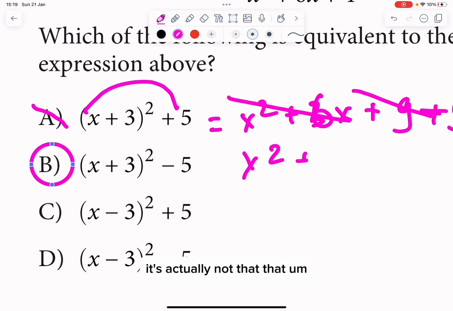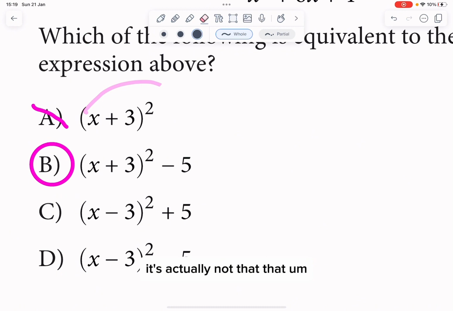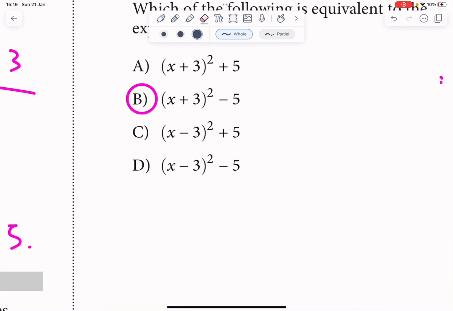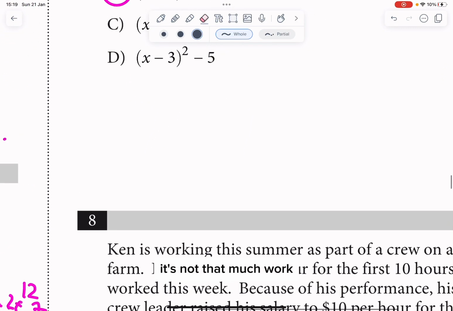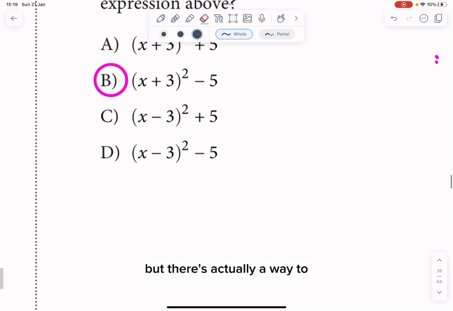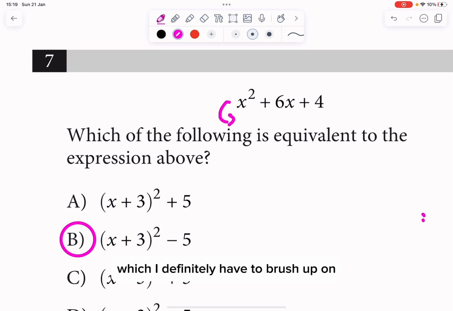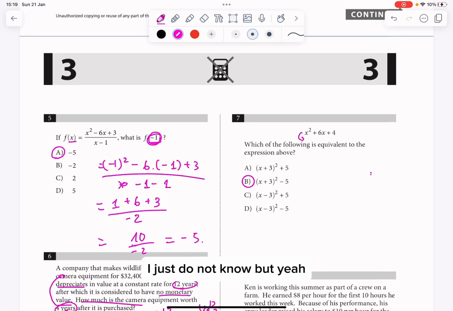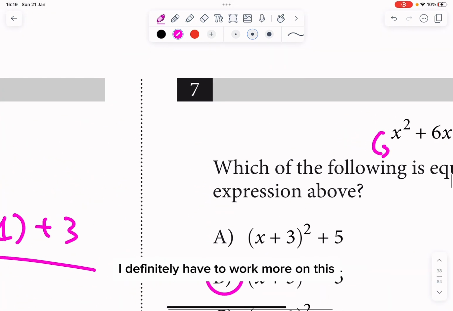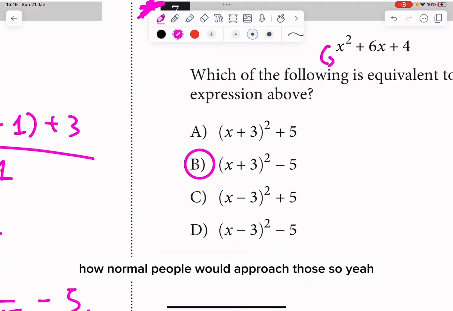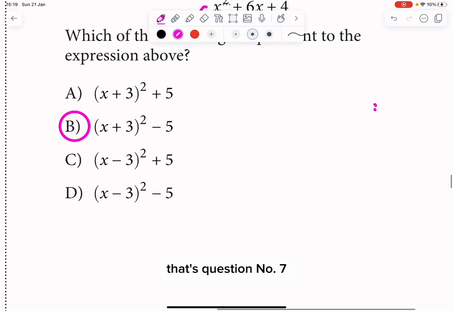It's actually not that hard. I mean, it's not that much work, but yeah, b. But there's actually a way to convert those into the vertex form, which I definitely have to brush up on, because I've just learned it and I completely forgot about that. I just do not know. But yeah, I definitely have to work more on this, even though I figured out the answer, because I have to figure out how normal people would approach those. So yeah, that's question number 7.